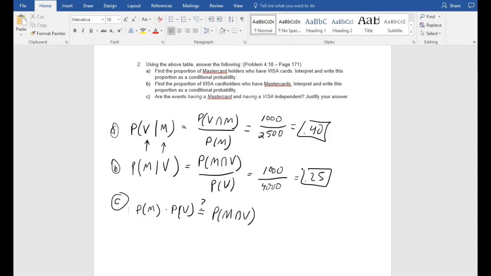Okay, so we have all these numbers. We've calculated all these numbers before. And we know that probability of M is 0.25. Probability of V is 0.40. And the probability of M and V is 0.10. So we go ahead and we multiply the left side of this, and 0.25 times 0.40 is in fact 0.10. And those do equal, so we say yes, independent.